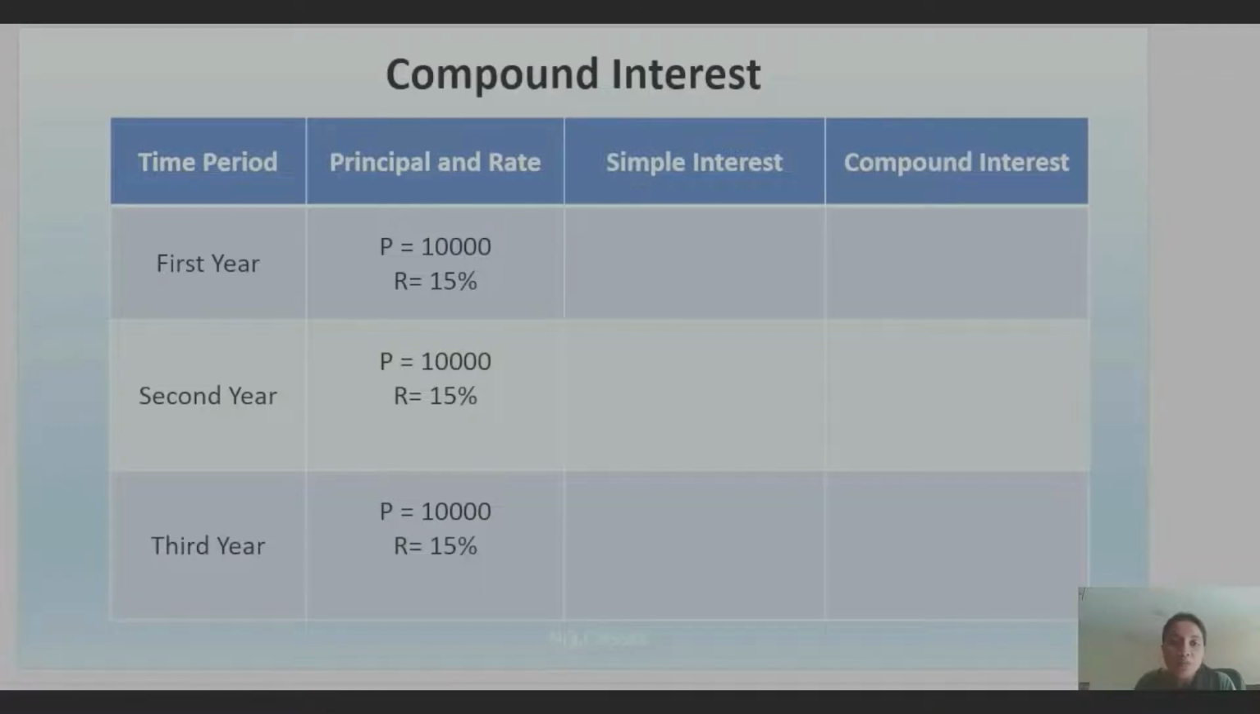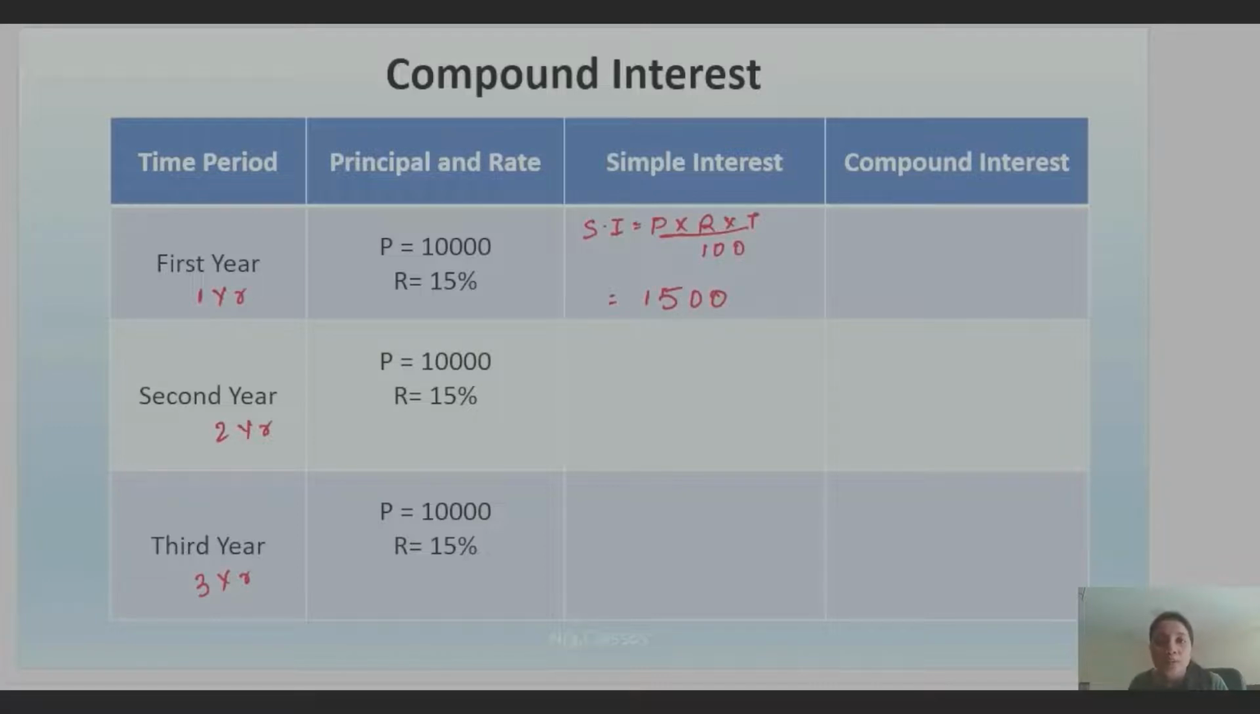For the first year, which means at first we will take the time as 1 year. Okay. Then we will take the time as 2 years. And after that we will take the time as 3 years. Principal and rate I have taken the same for 1 year, 2 years and 3 years. So let's calculate simple interest. What's the formula? P into R into T by 100, right? Calculate it, you will get 1500 for 1 year.